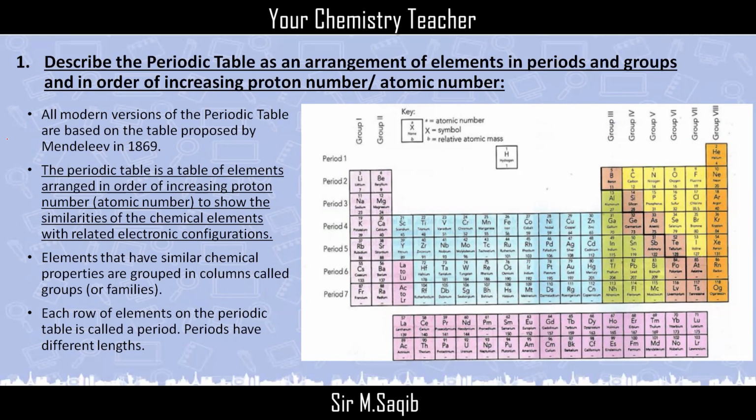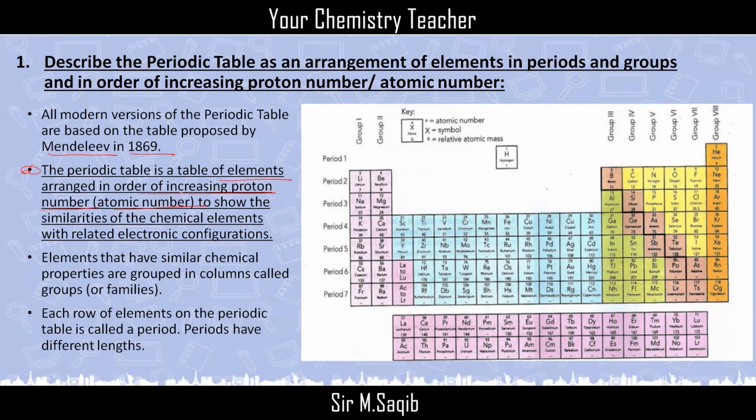There was a scientist whose name was Mendeleev. In 1869, he proposed this periodic table, and all the modern periodic tables are based on his model. If you are asked in the exam about the periodic table, you can write this definition: the periodic table is a table of elements arranged in order of increasing proton number. Proton number is also called atomic number.